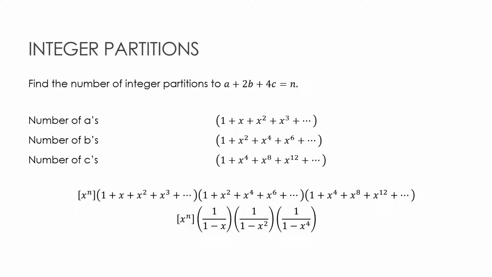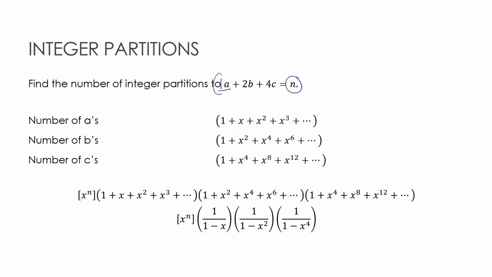Here's a very common application of integer partitions. Let's say I'm trying to find the number of integer partitions for a plus 2b plus 4c, and again it would be 1a, 2b, 4c equals some number. So my question is, how many a's will I use?